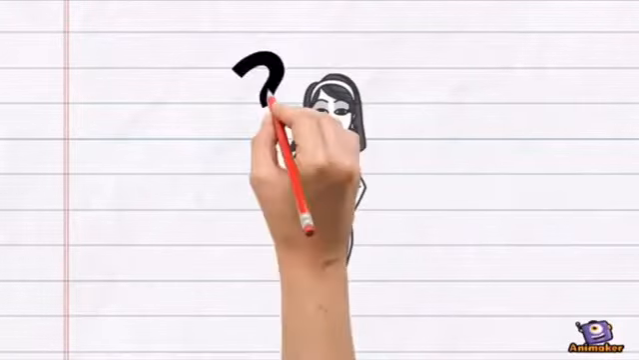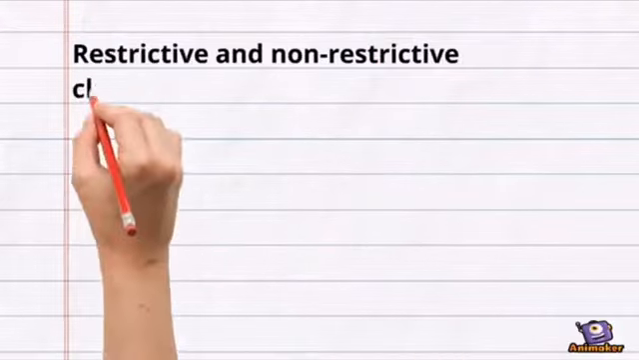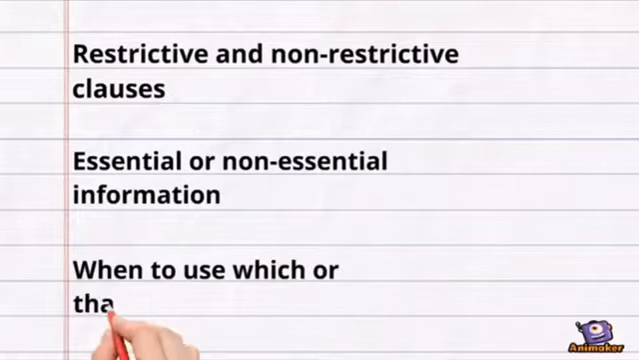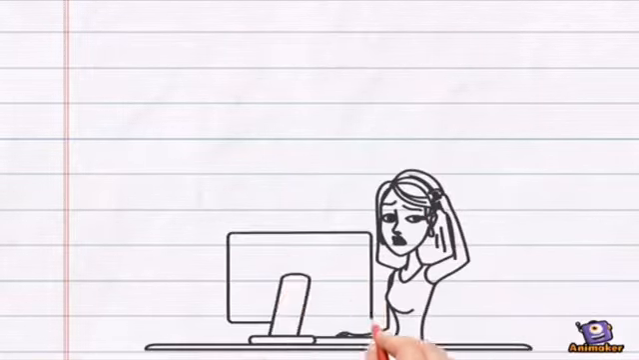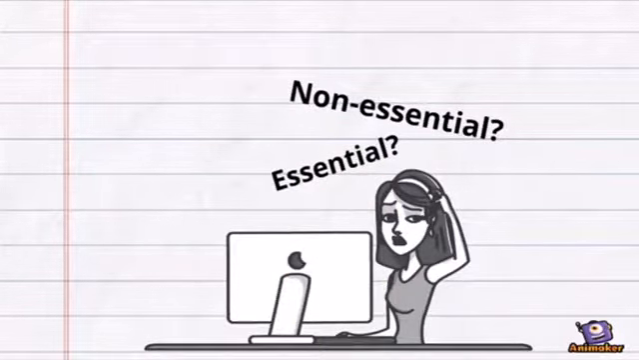Hey guys, today we're going to be talking about a few things that are a little hard sometimes, but pretty easy once you figure them out. So let's get started. These things are called restrictive and non-restrictive clauses, or essential or non-essential information, or when to use which and that. These things are all combined into one big lesson. These things are all found in sentences that either have information that is essential or non-essential to the phrase.